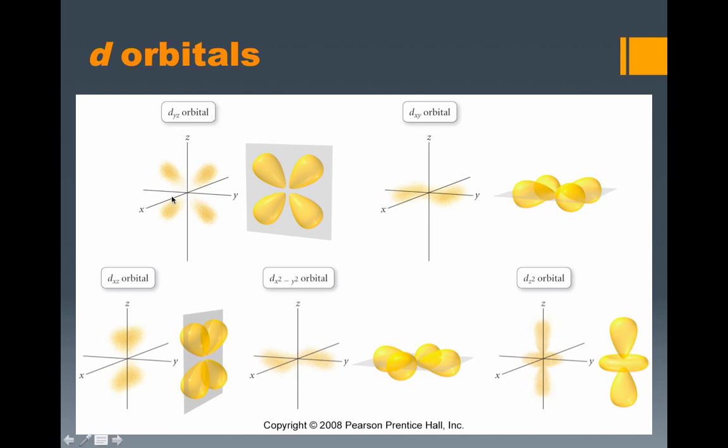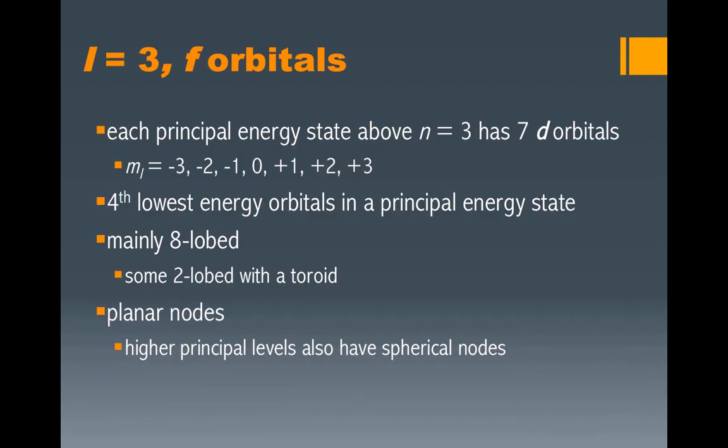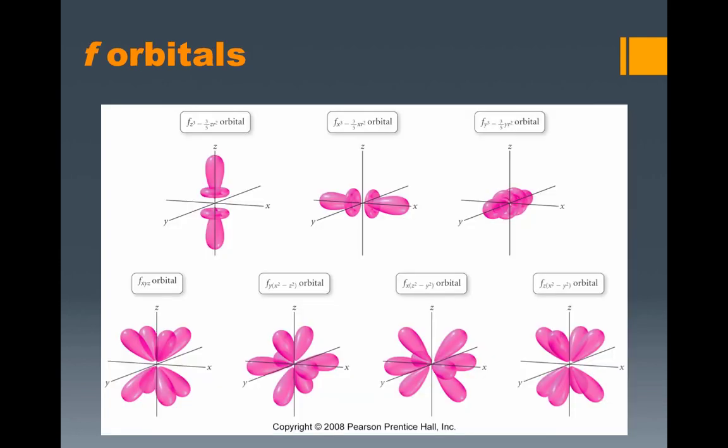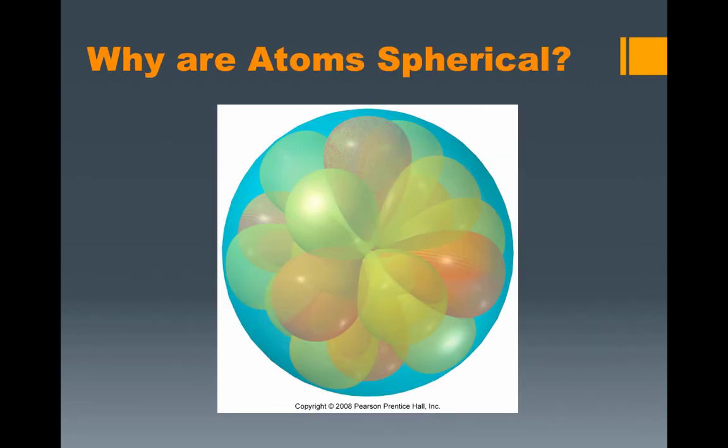L equals 2 is the D orbital. There are actually 5 different regions where the D orbital exists, 5 different planes. These are labeled dxy, dyz, dxz, and then dx squared minus y squared and dz squared. They are mainly 4-lobed, and they actually have planar nodes. They're in a very interesting arrangement. The D is in between the X and the Y, that's where that name comes from. They're not along the X, Y, and Z like the P are, they're in between.